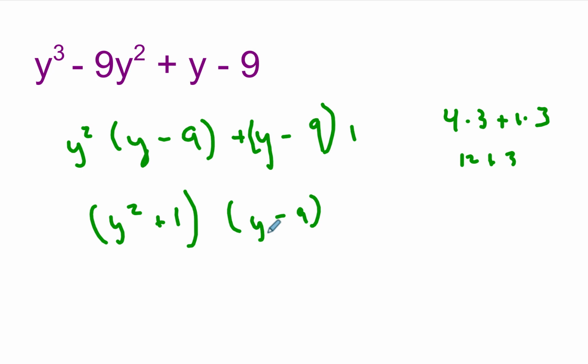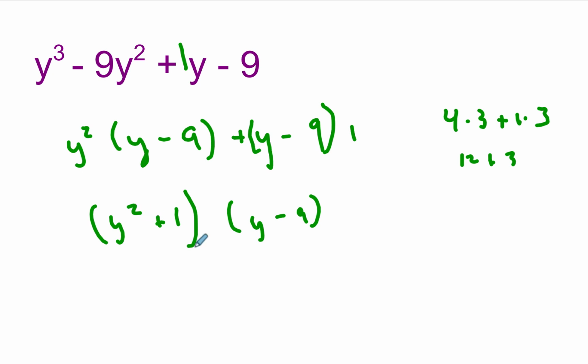Now, let's check again. There's a lot of math that went into this. So 1 times 9 is negative 9. That checks out. The y cubed, y squared times y is y cubed. 1 times y is plain old 1y. If you want to put the coefficient here, you can. And then negative 9 times y squared is negative 9y squared. So it all checks out.